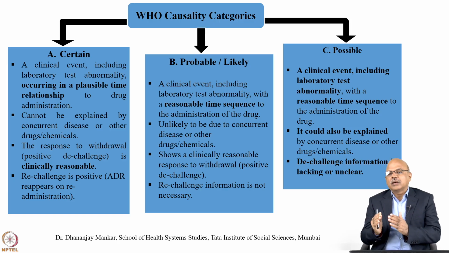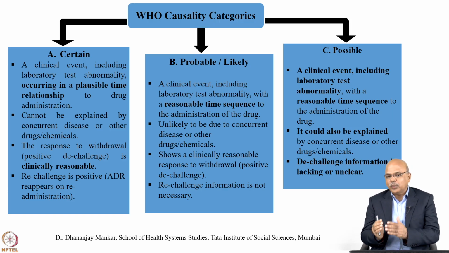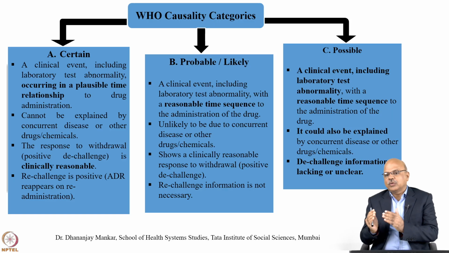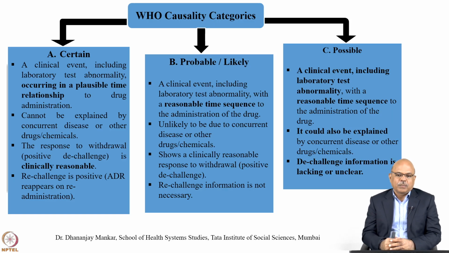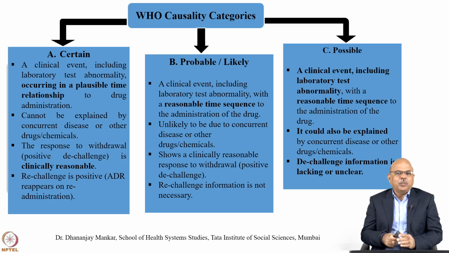In the third category, possible, we can see a clinical event, including laboratory test abnormality, with a reasonable time sequence to the administration of the drug. It could also be explained by concurrent disease or other drugs. De-challenge information is lacking or unclear here. So the WHO causality categories make it very clear with respect to certain, probable, and possible causes.